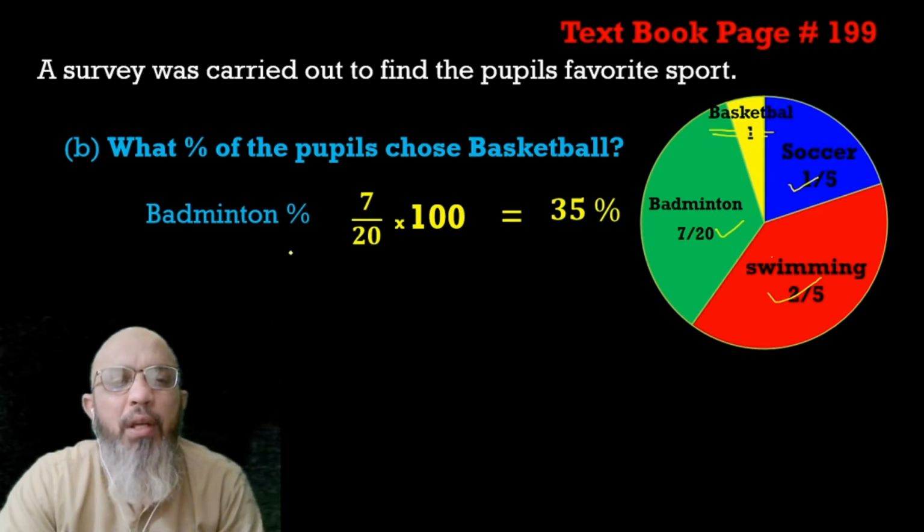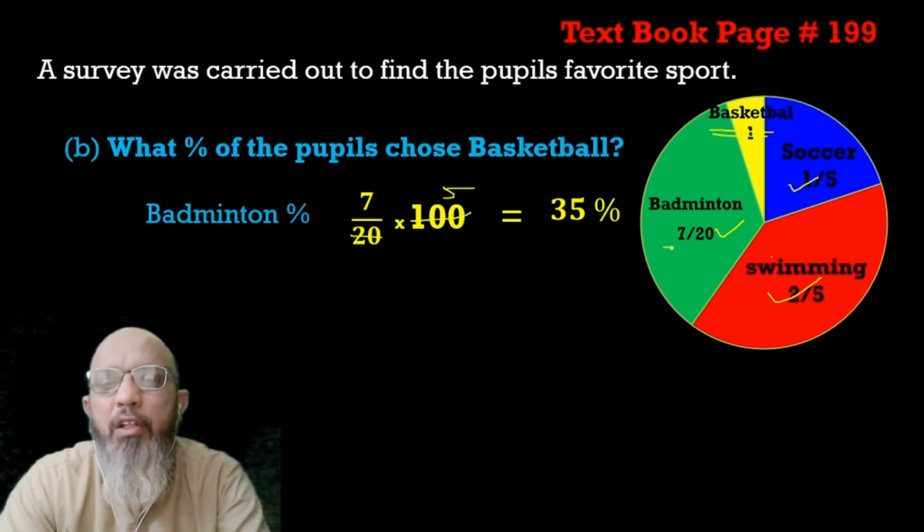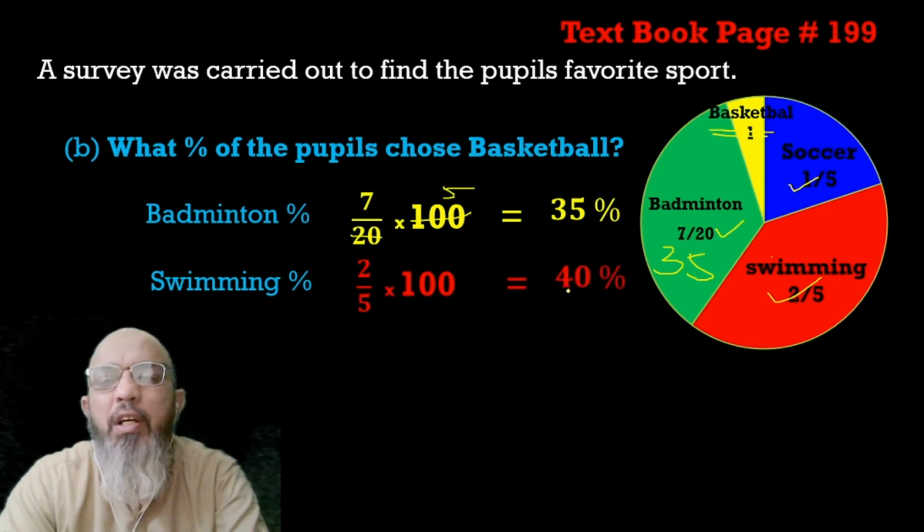As you find the badminton, that means 7 over 20 into 100, it means 20 fives are 100 and 7 fives are 35, so 35 percent like badminton, right? Similarly swimming means 2 over 5, so 2 over 5 into 100, that means 40% of students like to swim.